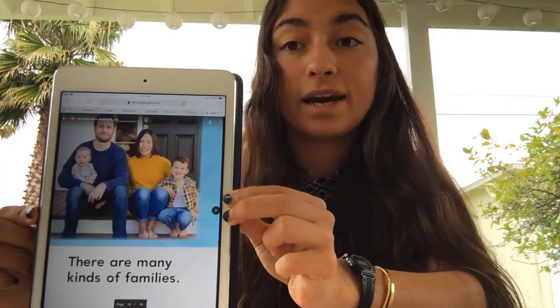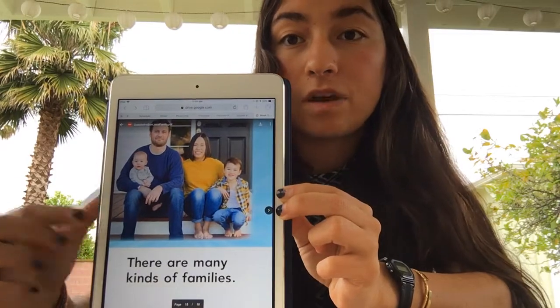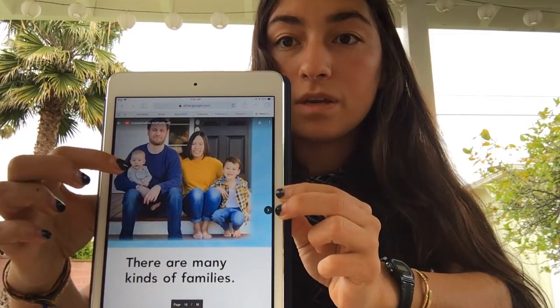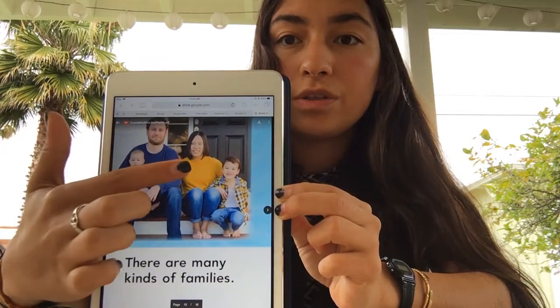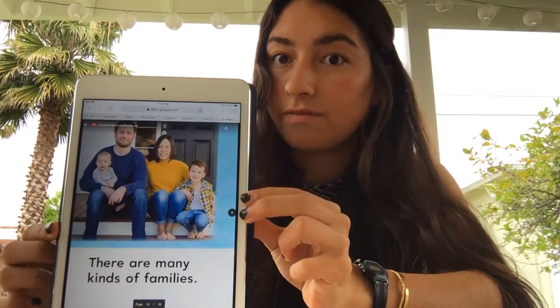There are many kinds of families, as we've been talking about. Let's see how many this family has. 1, and it has a baby. 1, 2, 3, 4. Do you think that's a small family or a big family?